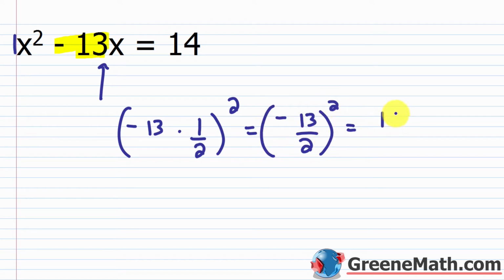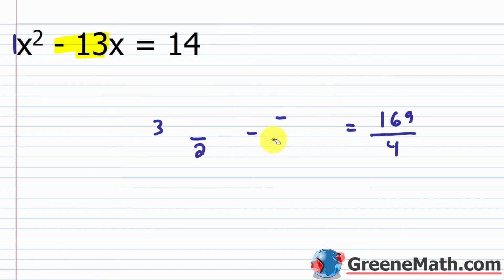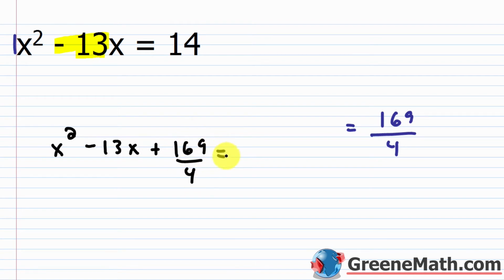Negative 13 squared is 169. 2 squared is 4. Okay, so I'm going to add this value to the left-hand side, but to make it legal, I've also got to add it to the right-hand side. Let's go ahead and set that up. On the left, my equation will become x squared minus 13x plus 169 fourths is equal to, again, to make it legal, I've got to do it to the right side, so 14 plus 169 fourths.